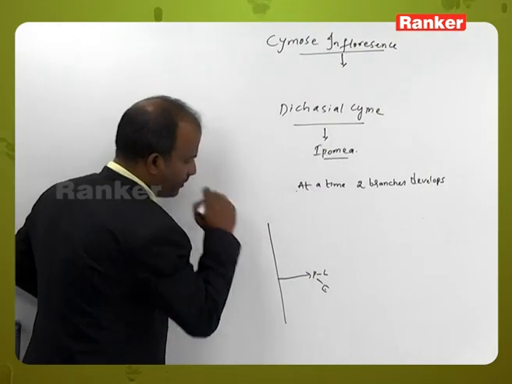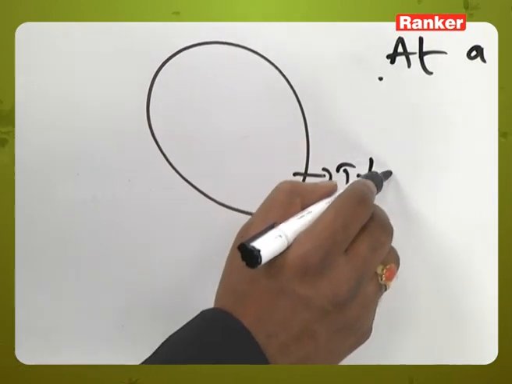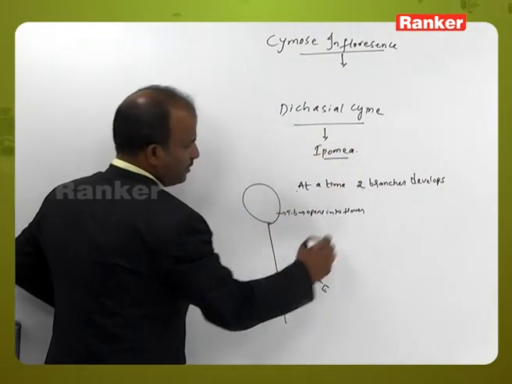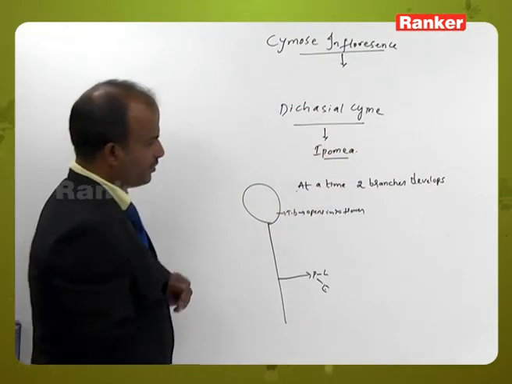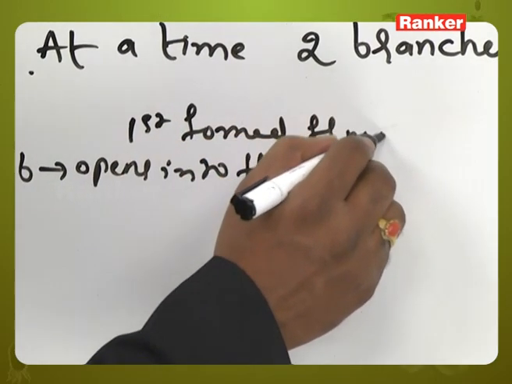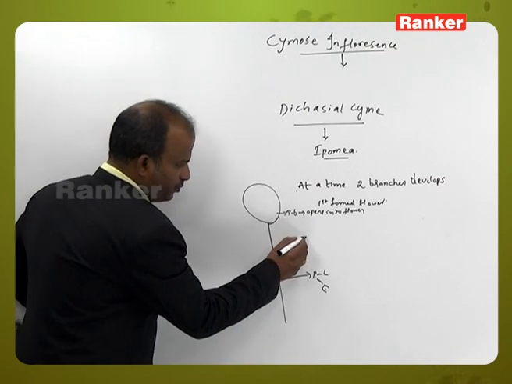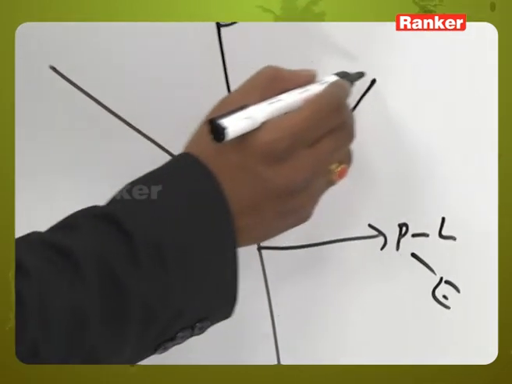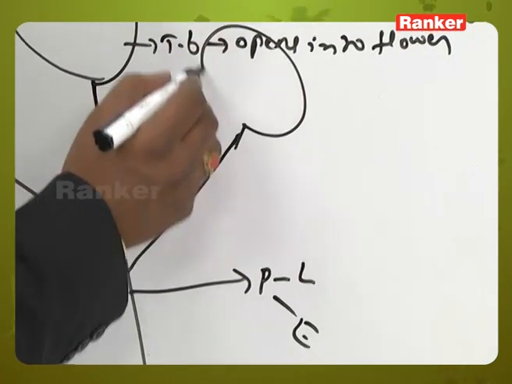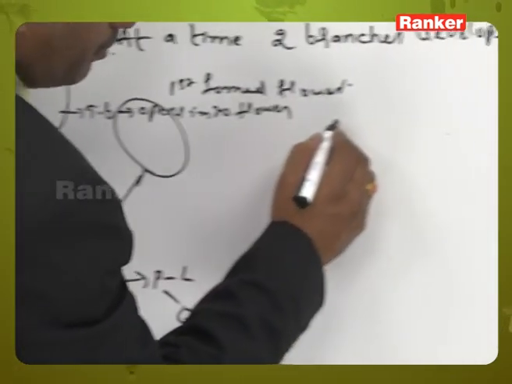Now in this, the peduncle is long and elongated. The terminal bud of the peduncle opens into a flower. That is nothing but the first formed flower. From the base of the first formed flower, two branches develop at a time. These two branches also show definite growth. Why? Because they also terminate into a flower. Now see here, first time branching.